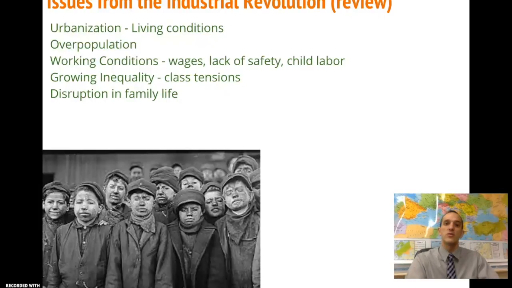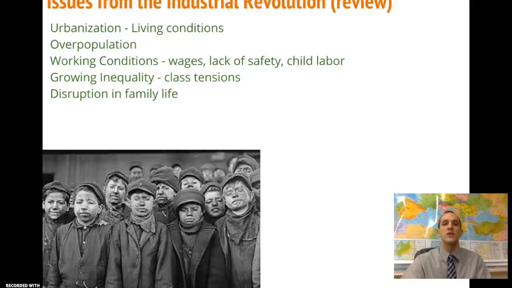We have kids as young as 6 or 7 years old working in the factories, working in coal mines. And we have this growing inequality. We have these rich entrepreneurs, these capitalists who are making an insane amount of money, and these working class people are making less. There's a huge discrepancy between the wealthy entrepreneurs and the working class people. Also, we have disruption of family life. Working 15 hours a day, with all family members working, really hurts the family structure.